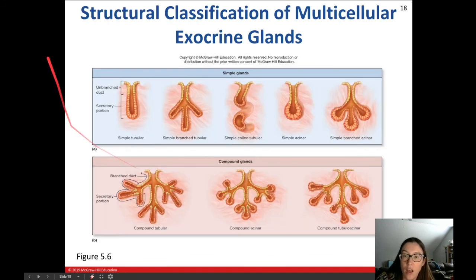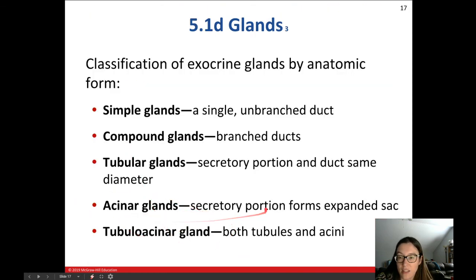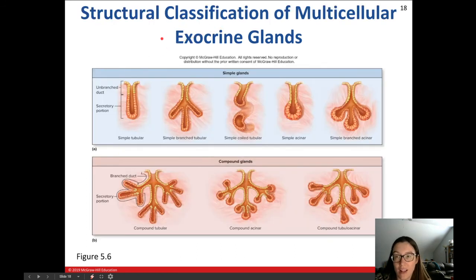So if we look here, a tubular gland, we have about the same diameter. Whereas in an acinar gland, the secretory or acinar portion forms an expanded sac. And so it looks more like a bell shape or a flask shape at the bottom. And then a tubulo-acinar gland has both tubules and acini, so it's a combination of those two. So we can look here, and we can classify them based on what they look like. So remember, we said simple glands are very simple, where they just have one little duct and one little secretory area. And in our next chapter, where we're going to talk about sweat glands and sebaceous glands, these are going to be more like simple glands over here.